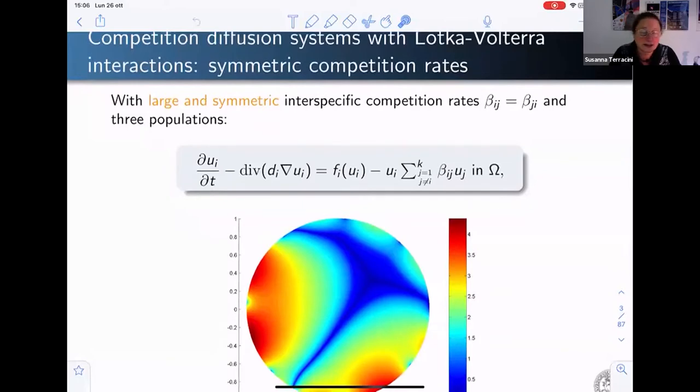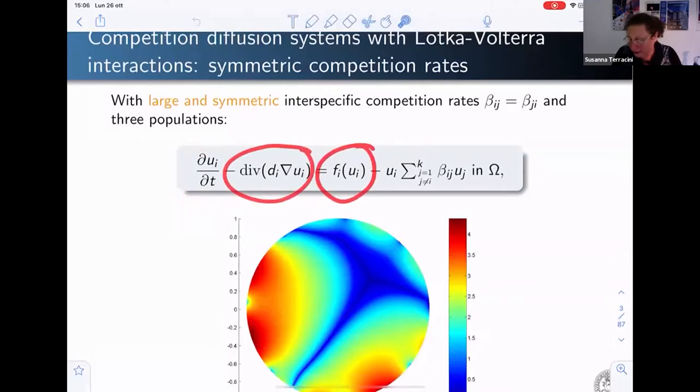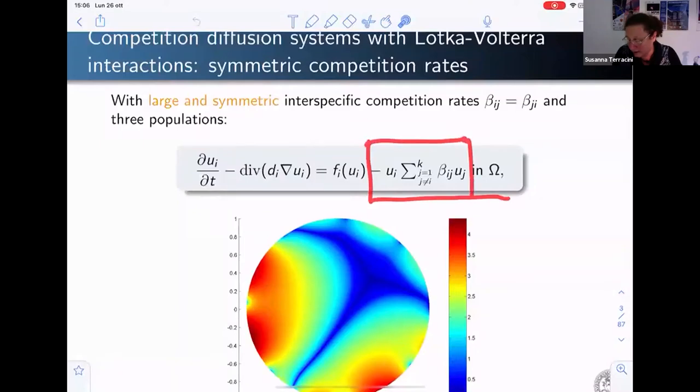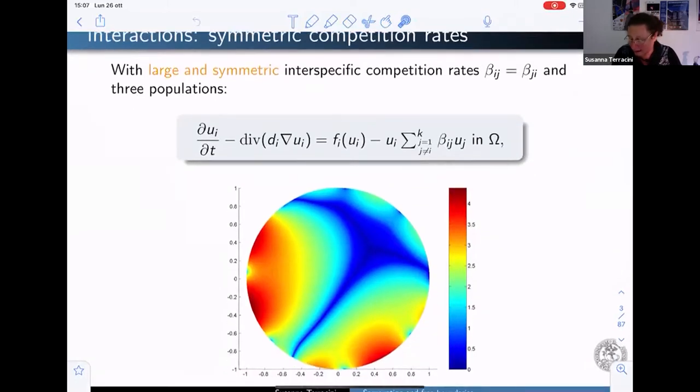In general, a very popular model for population dynamics is given in terms of a system of reaction diffusion equations where there is evolution, diffusion, reaction, and let me concentrate on the competition term, which in many models will be in the form of a quadratic polynomial. The interspecific competition rates form a matrix that we will think to be a constant matrix with possibly symmetric or asymmetric entries, but we will assume that they are all positive.